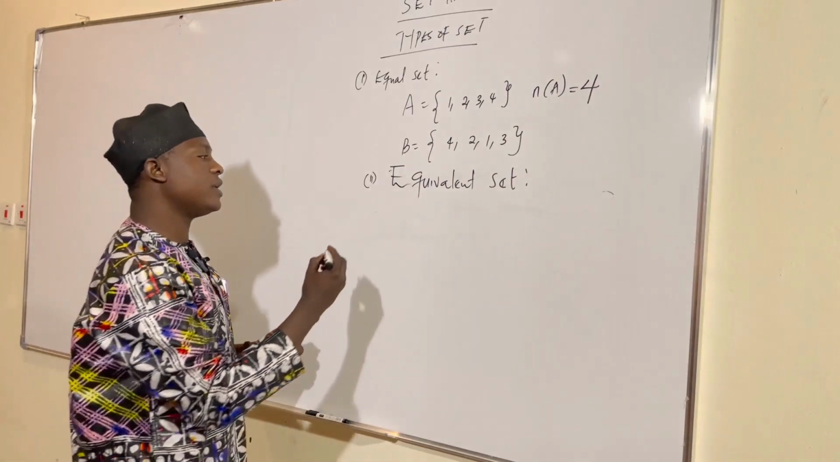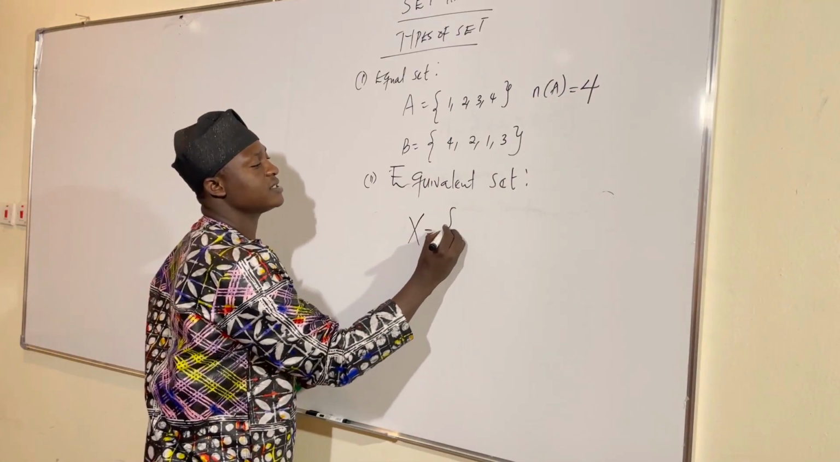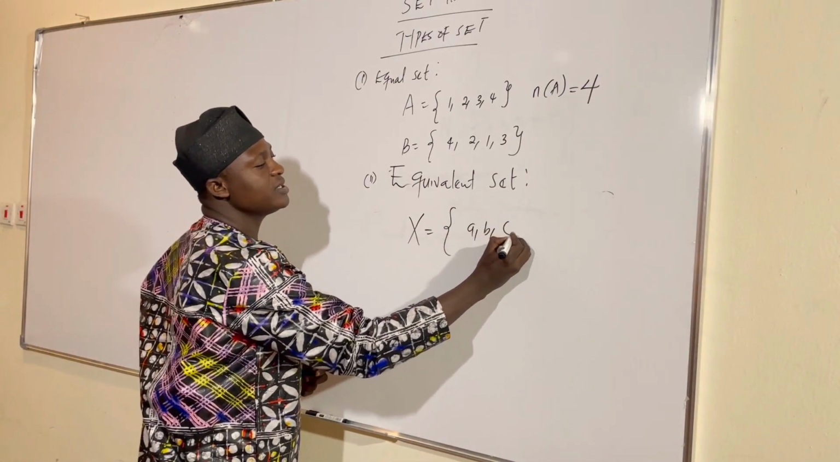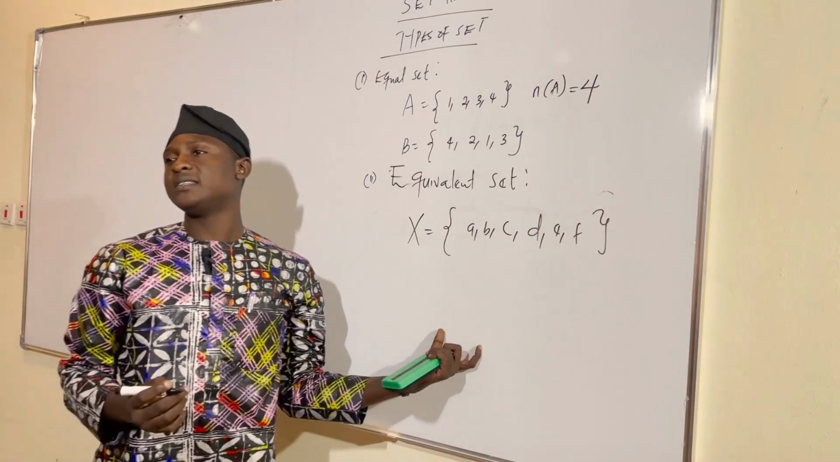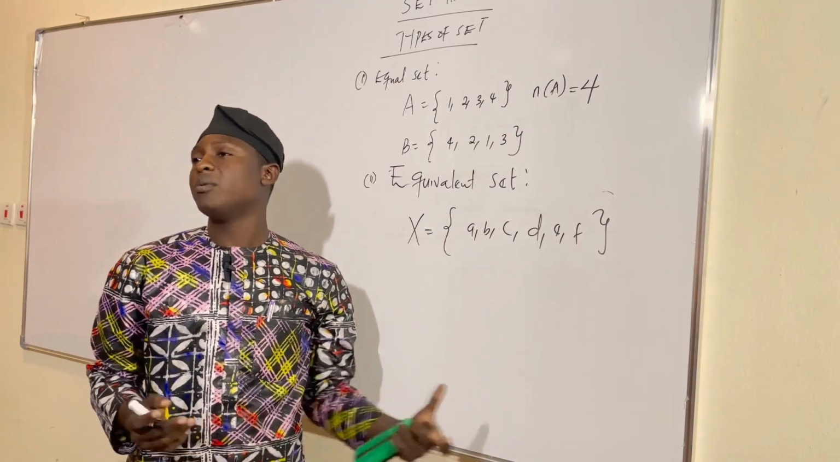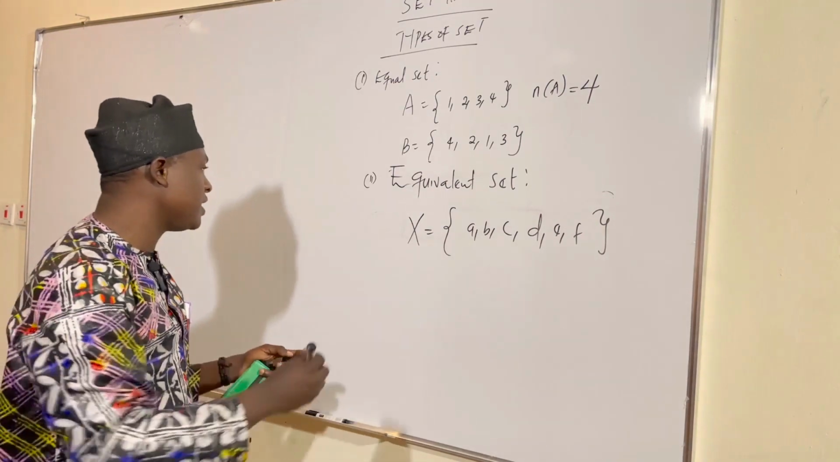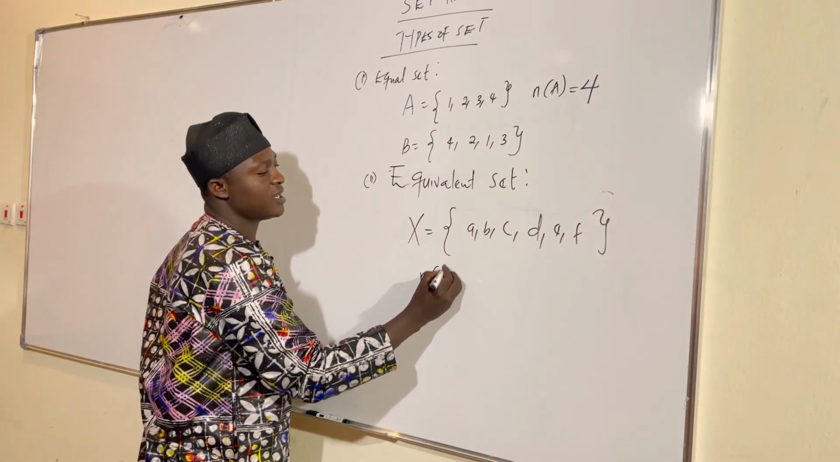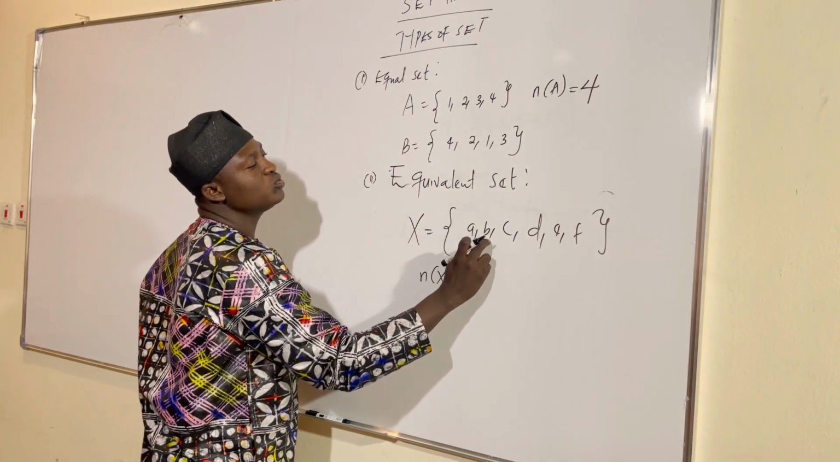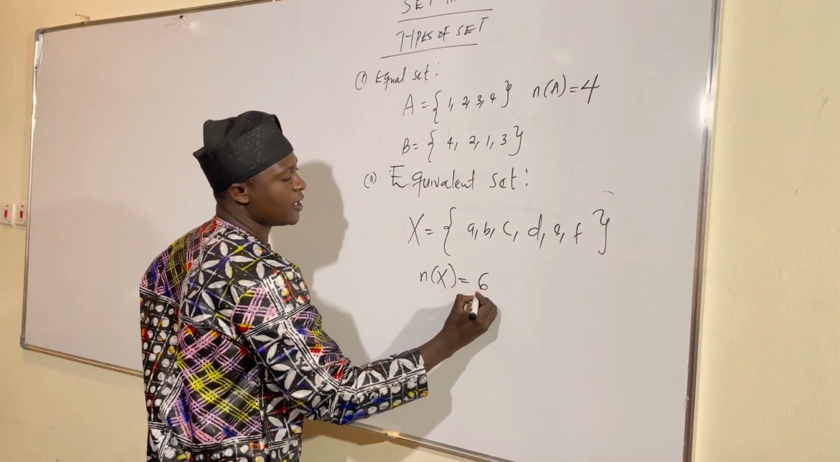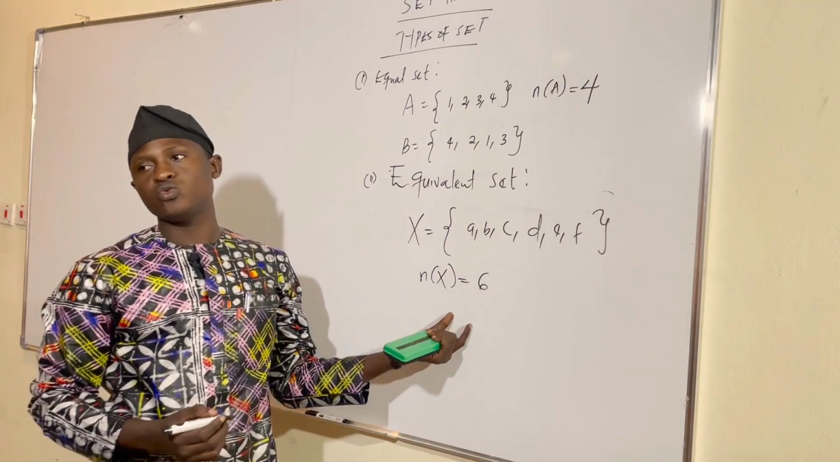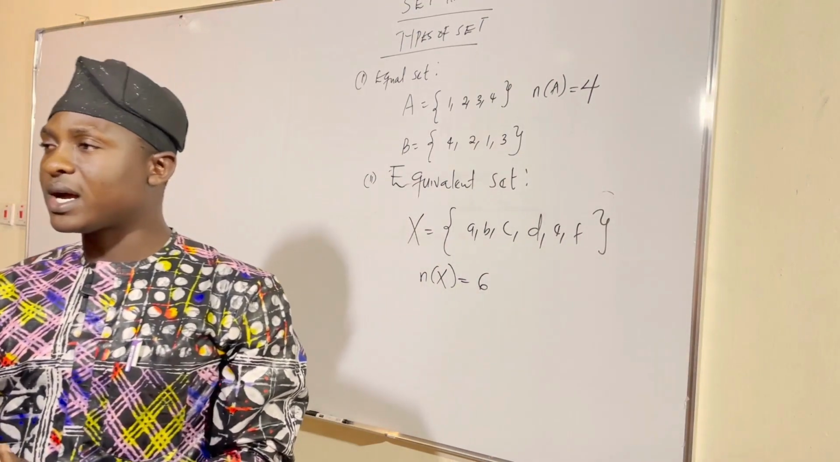Let me give you a clear example of another one. Let's say we have set X equal to A, B, C, D, E, F. If I was asked to find the cardinality, it means I was asked to find the number of elements in that particular set. Here, I can count 1, 2, 3, 4, 5, and 6. That means the number of elements in X is equal to 6. That's what we call the cardinality of a set.